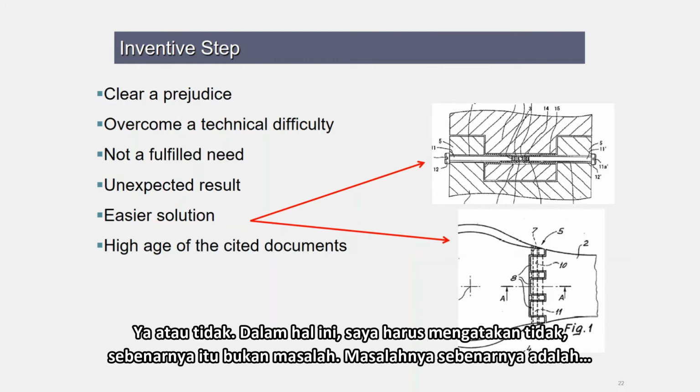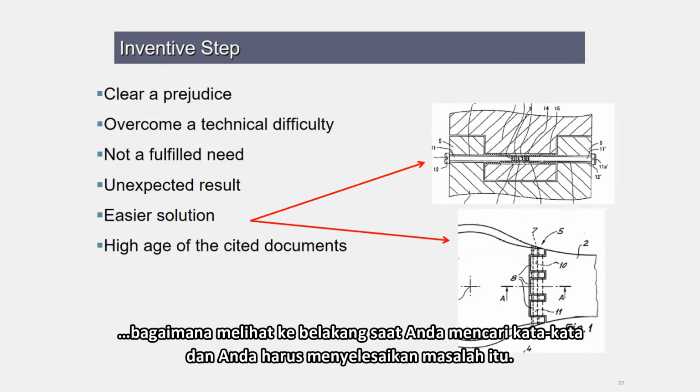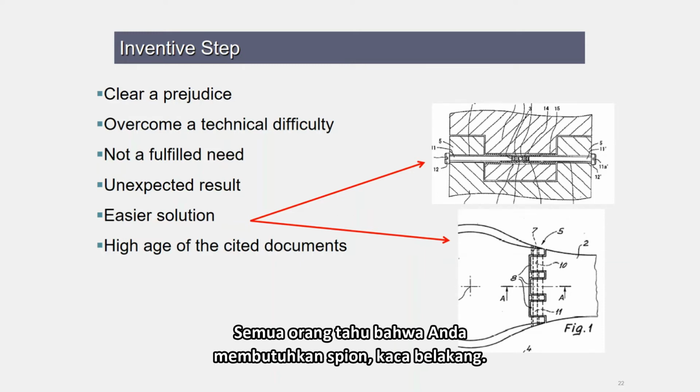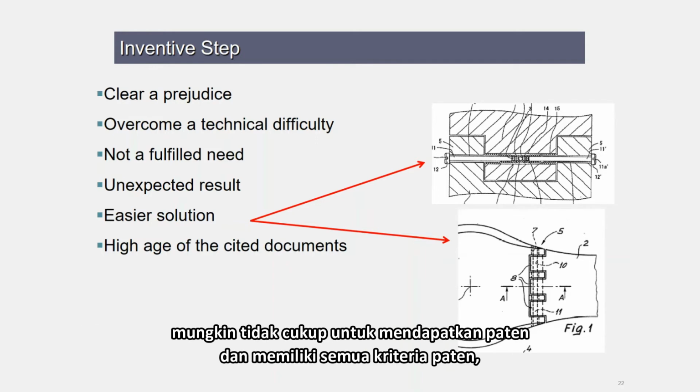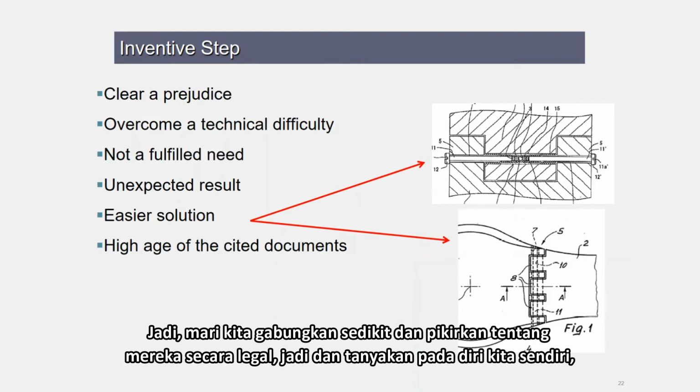In fact, there was a problem. The problem is how to look behind you while you are looking forward. And in order to solve that problem, everybody knows you need a mirror, a back mirror. And that is the point: even if there was no car with a back mirror, and your car with a back mirror is new, it might not be enough to get a patent and to meet all the criteria of patentability.